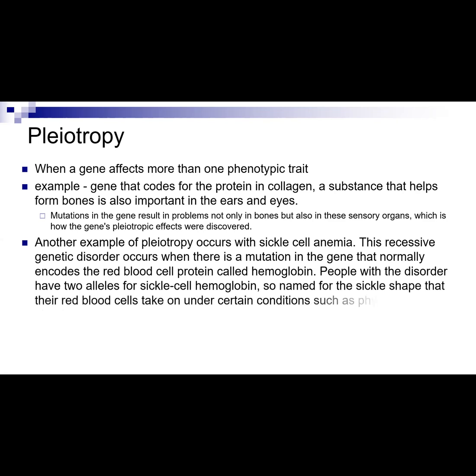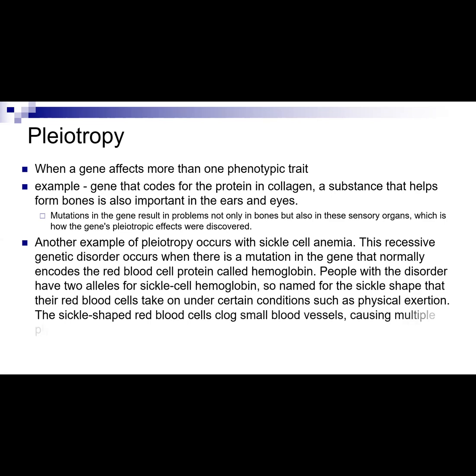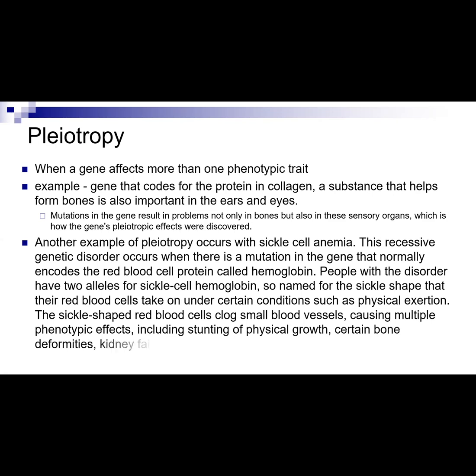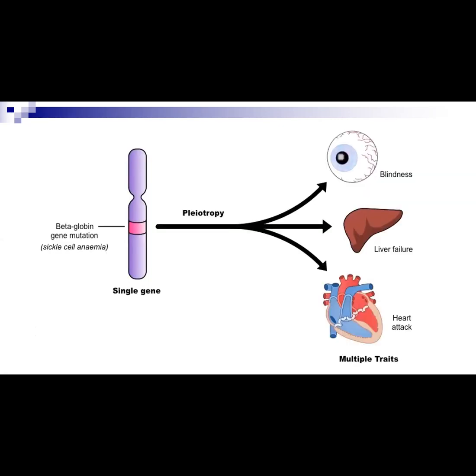It works with sickle cell anemia too. Having sickle cell anemia is going to cause you to have malformed hemoglobin protein on your blood cells, but that's going to also phenotypically impact other parts of the body. And so this is pleiotropic in that sense. So one gene affects more than one phenotype trait. So here's the gene for sickle cell anemia. If you have that mutation for it, it's going to impact not only your red blood cell proteins, but it's going to impact blindness, liver failure, heart attacks, increased risk, etc.